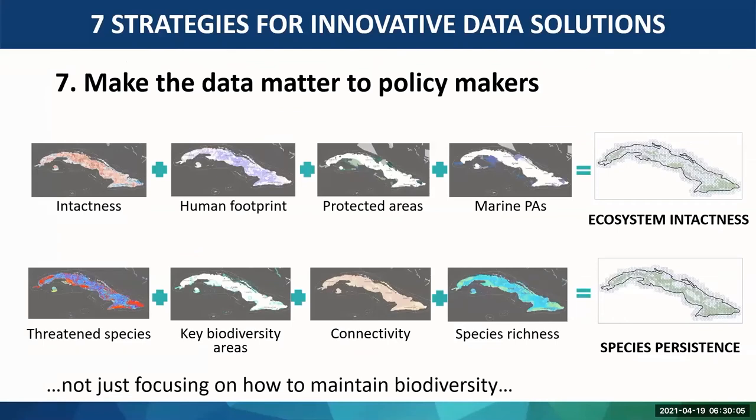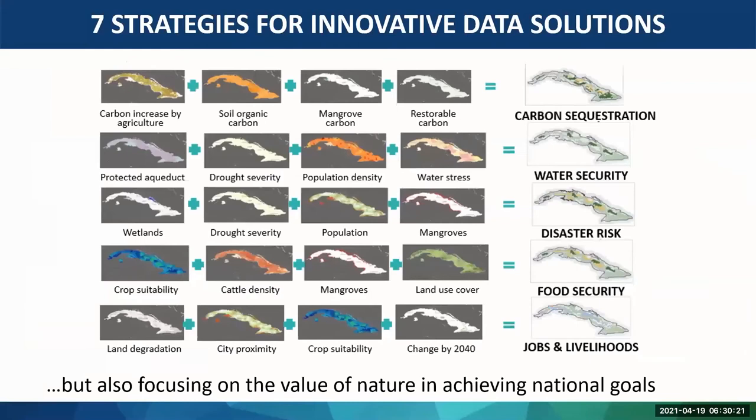Seventh, we need to make the data matter to policymakers. And that means not just focusing on how to maintain biodiversity. So much of our effort on data, on indicators, on targets, focuses just on biodiversity. We need to pivot to focusing on the value of nature in achieving national goals related to carbon sequestration, water security, disaster risk reduction, food security, and jobs and livelihoods.